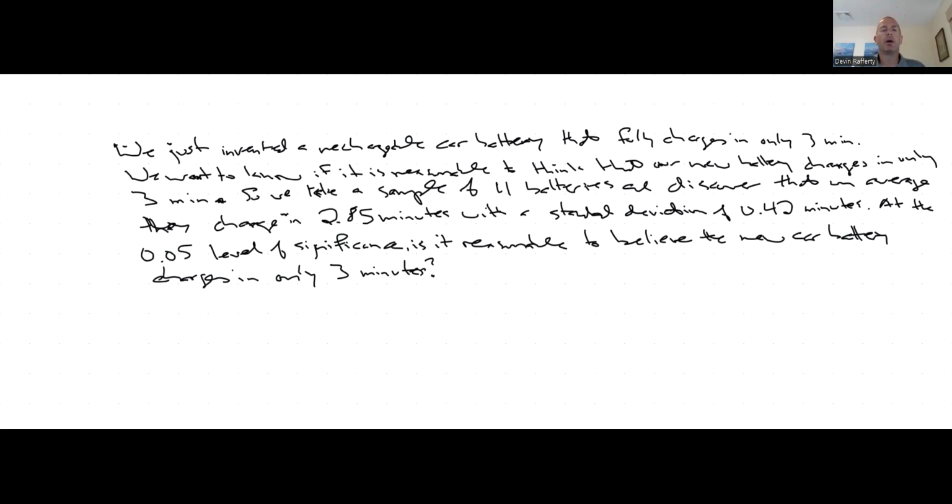So what's the first step? First step, state the null and the alternative hypothesis. What's the null and the alternative hypothesis? Well, we want to know if it's reasonable to think that this car battery can charge in just 3 minutes, if it's exactly 3 minutes to charge. Not will it be 3 minutes or more, not will it be 3 minutes or less. We want to know if it charges in 3 minutes.